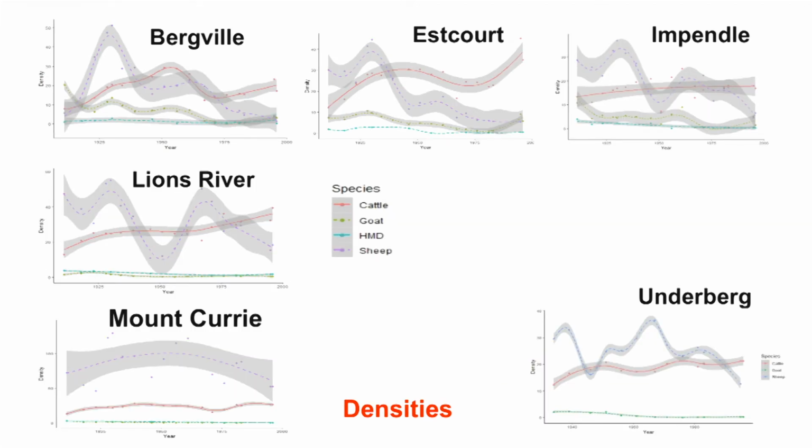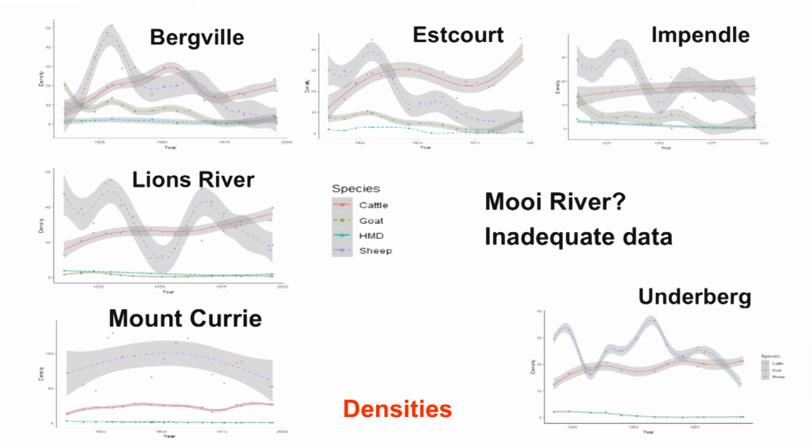Here I've calculated densities for each livestock species for each district. And again, it shows cattle appear to be increasing in each of the districts, shown by the red, and sheep appear to be decreasing. And goats and horses, mules, and donkeys are relatively stable across the years. And again, we had inadequate data for Mooi River.